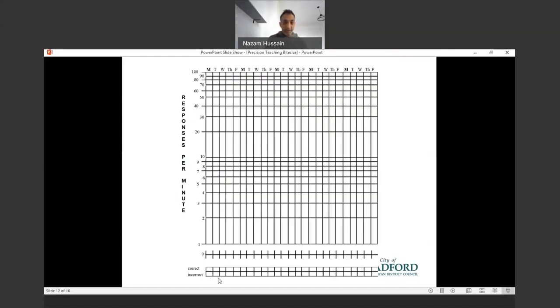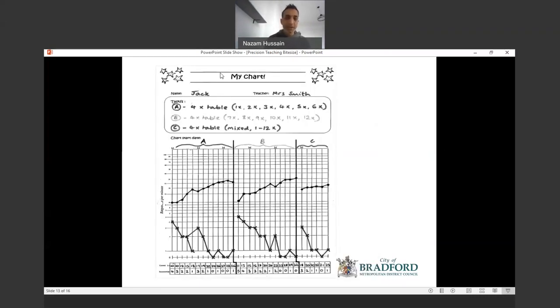There's where you put down your daily correct and incorrect scores, and this is where you would plot it. And there are the days of the week. Let's see an example. So we've got a student called Jack. There's the teacher's name, and this is the target there: 4 times tables up to 6. And we know that on the first day, Jack scored 10 correct and made 4 errors. And that's plotted there and there, and so on and so forth. And this is the record that was made along this discrete A target.